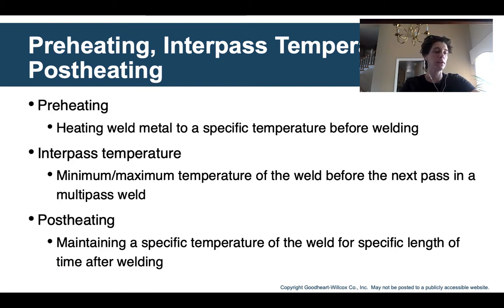A couple of other techniques that can be employed for welding on carbon steels: things like preheating, interpass temperature, and post-heating. These are fairly simple. Preheating is heating the weld metal to a specific temperature before welding. For interpass temperature, there's a temperature range that the weld should be at before the next pass is made. Sometimes you need to bring it up to that temperature, sometimes you need to let it cool to that temperature. And post-heating would be heating it up after you're done welding, so it maintains a specific temperature for a specific length of time after welding.